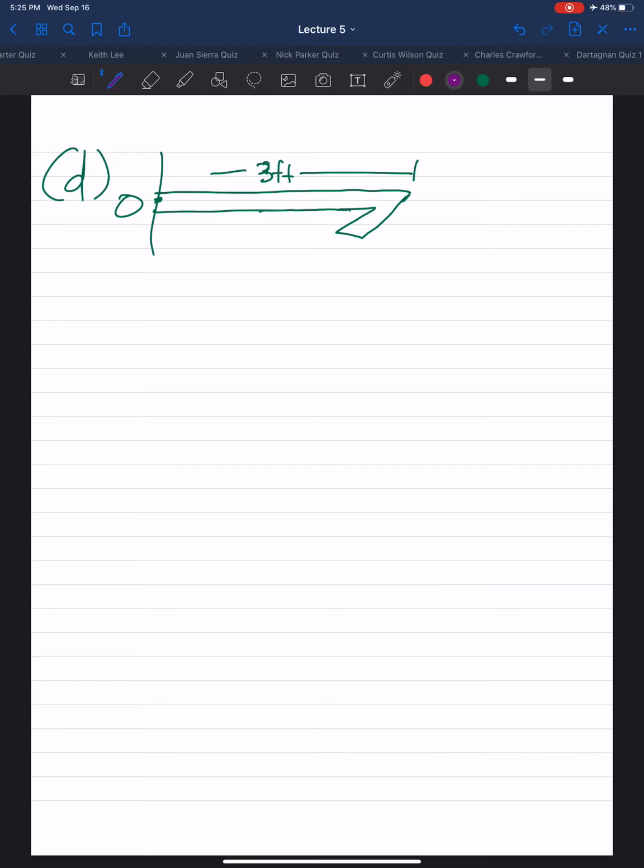We have a 60-pound force. Line of action of the 60-pound force. This angle here, 45 degrees. The length here, 1 foot.